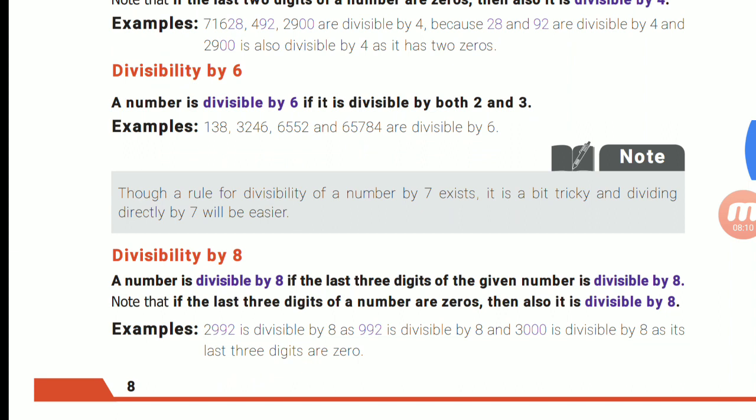Okay, here in the books, they have not given the divisibility rule for 7, but there is a trick we will be seeing in the later part of the video.